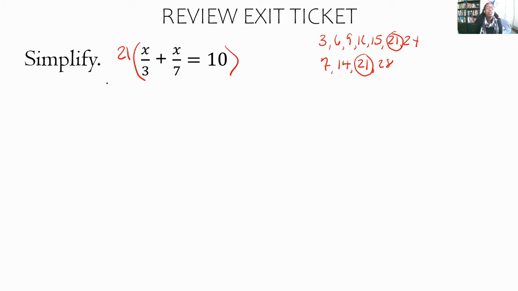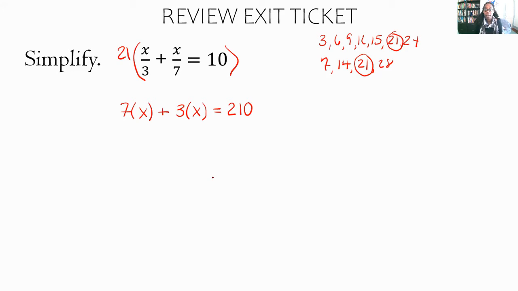So we have our 21 over 3. What we're going to do is called cross simplification. It's like saying 21 divided by 3, which gives me 7, and then what's left over is being multiplied by that 7, which is x. Plus, now we have 21 divided by 7, which is 3, and that's being multiplied by what's left over, which is also an x. And equals, so we have the 21 times the 10 because they're both whole numbers. When we multiply that, we get 210.